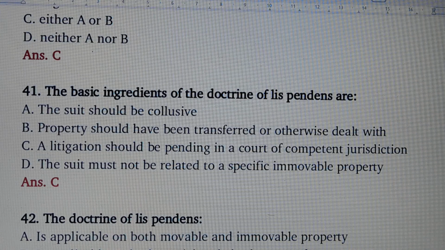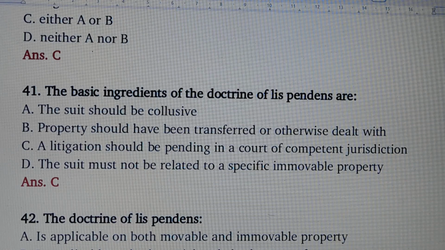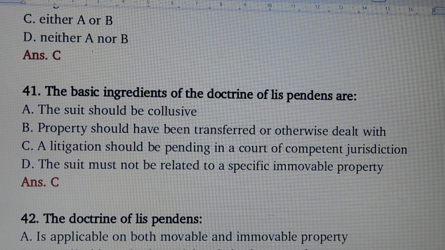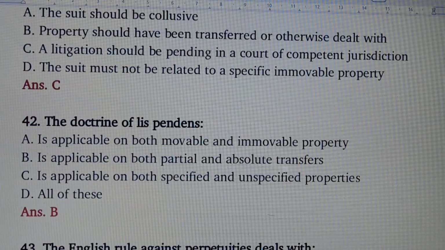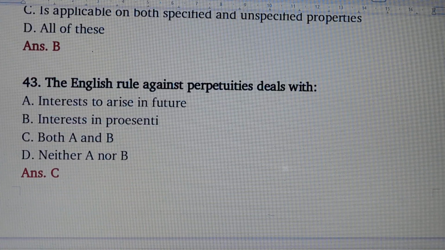Question number 41. The basic ingredient of the doctrine of lis pendens are. Answer is option number C. A litigation should be pending in court of competent jurisdiction. Question number 42. The doctrine of lis pendens means, answer is option number B, is applicable on both partial and absolute transfers.